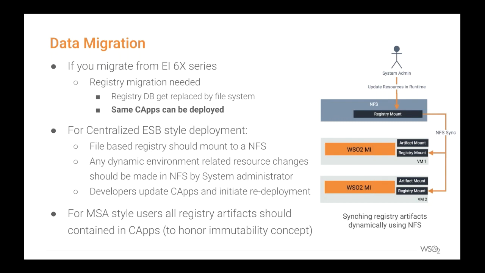If you are going for a centralized ESB style deployment, you definitely need to mount the registry on a network file system. And if you have dynamic resources that need to be edited, the system admin can directly edit the files and they get synced over all the Micro Integrator nodes. In a microservices architecture style, you have to honor the immutability concept. So you have to move those registry resources to a registry project, and then create a Carbon application and burn it into the image.